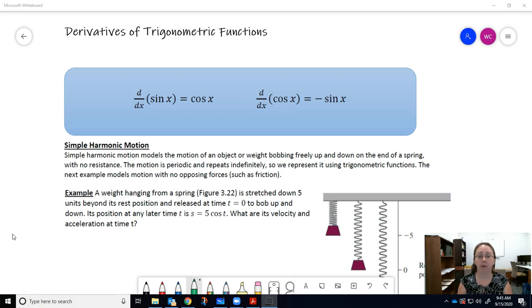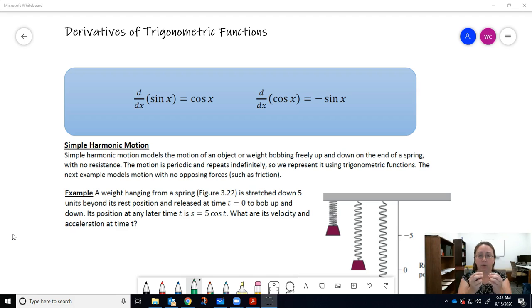The motion is periodic and repeats indefinitely. So we represent it using trigonometric functions, because a trig function repeats every 2 pi, or depends on the period of the function, but here we're going to talk about sine and cosine. They have a period of 2 pi. What does it mean that this repeats indefinitely? This object is going to go up and down and up and down, and it's not going to stop. That's what indefinitely means. It's going to do the same motion over and over and over again.